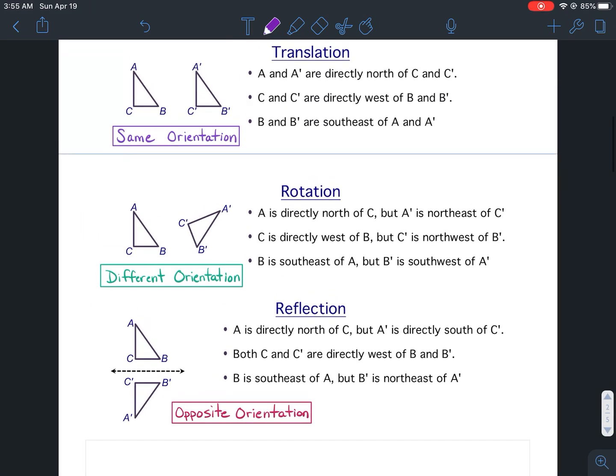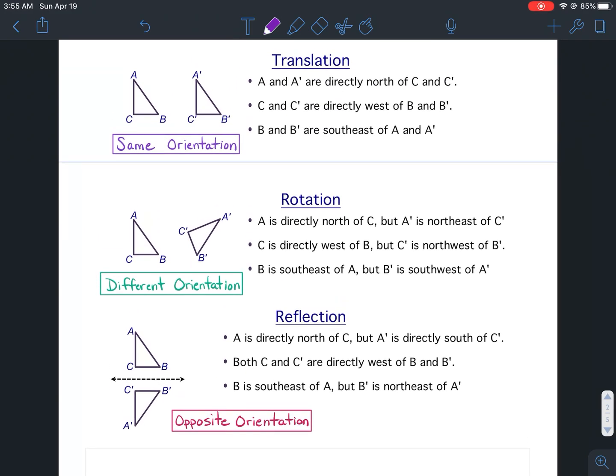Okay, just to review, translation will have the same orientation. Rotation will have a completely different orientation, and reflection will have an opposite orientation, where letters are across from one another. All right, so that's some definitions and the review for lesson 21. If you have any questions, let me know.